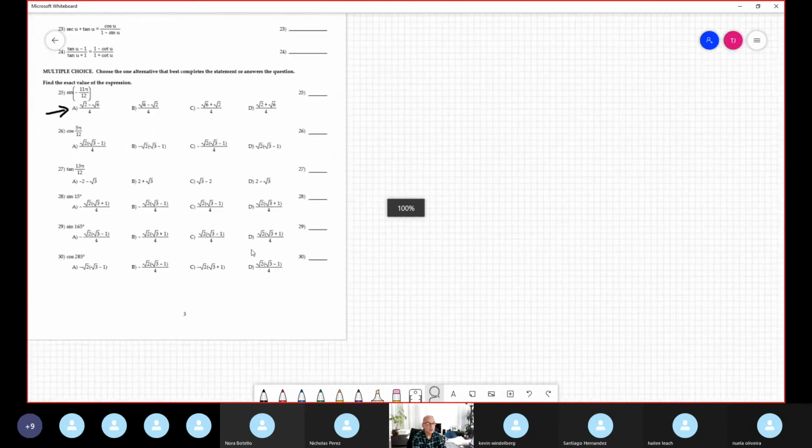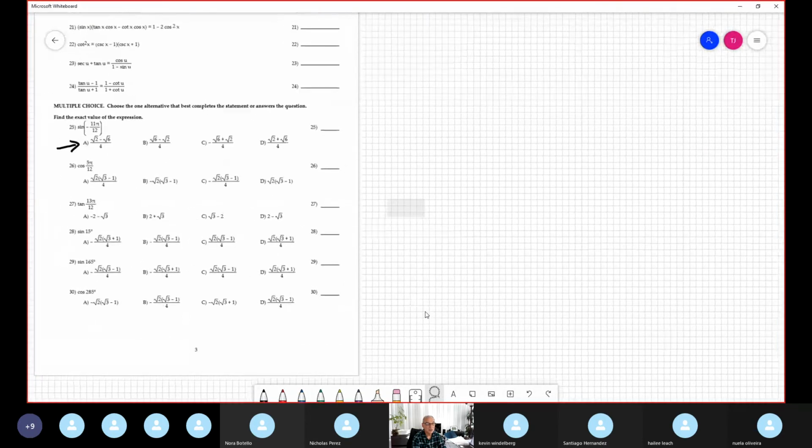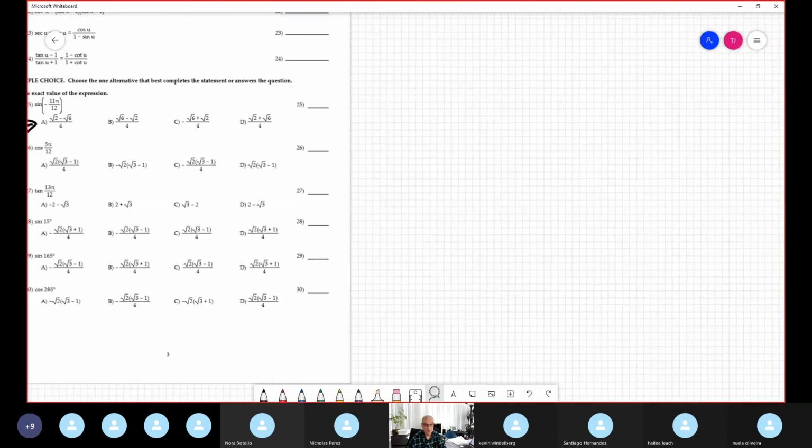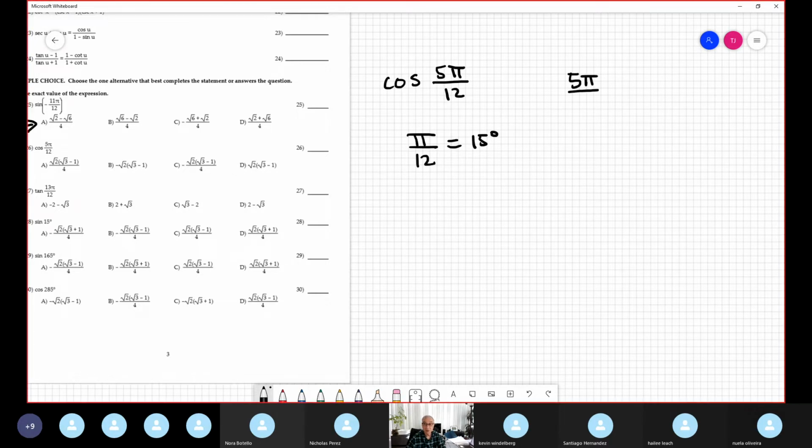Okay, let's move on to 26. 26 is cosine. You need to find cosine 5 pi over 12. Oh, I analyzed this before. I know that pi over 12 is 15 degrees. Multiplication by 5 is 75. So I discovered that 5 pi over 12 is 75 degrees.